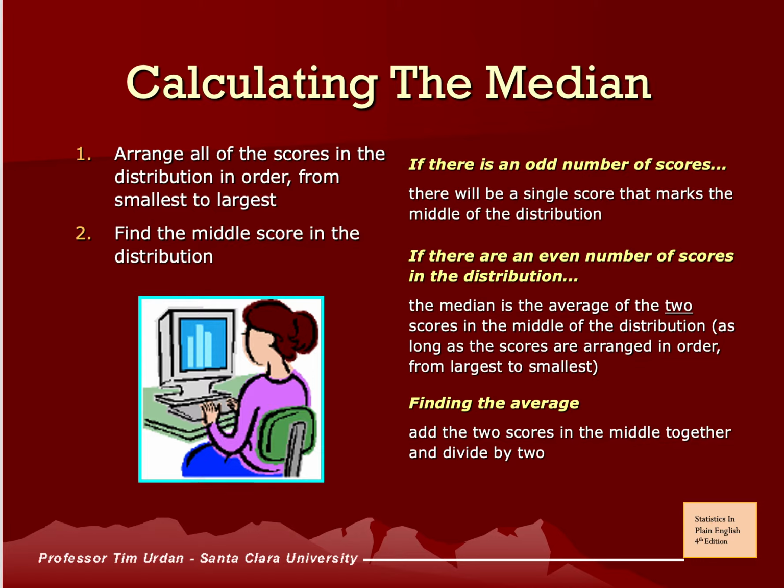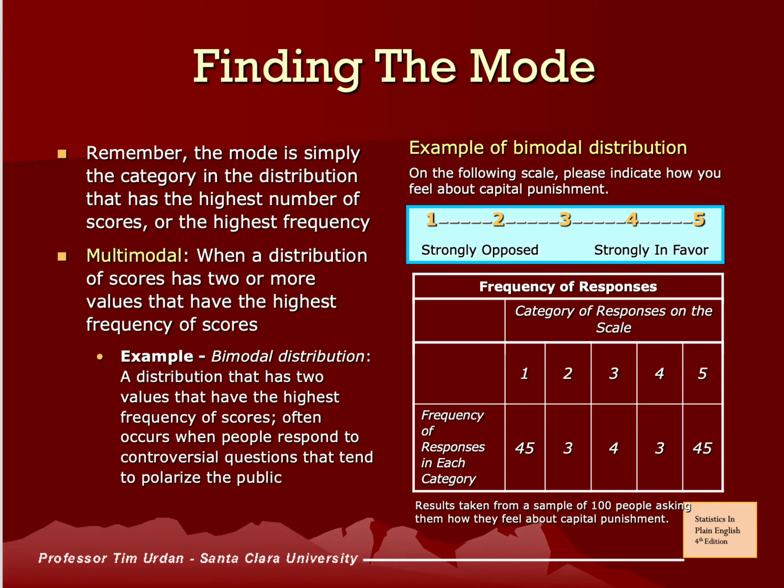And I keep going. And if I get two numbers in the middle, I add them and divide by 2. Or if I just get one score in the middle, that's my answer. So it's really easy if you line them all out and then cross off if you're doing it by hand.